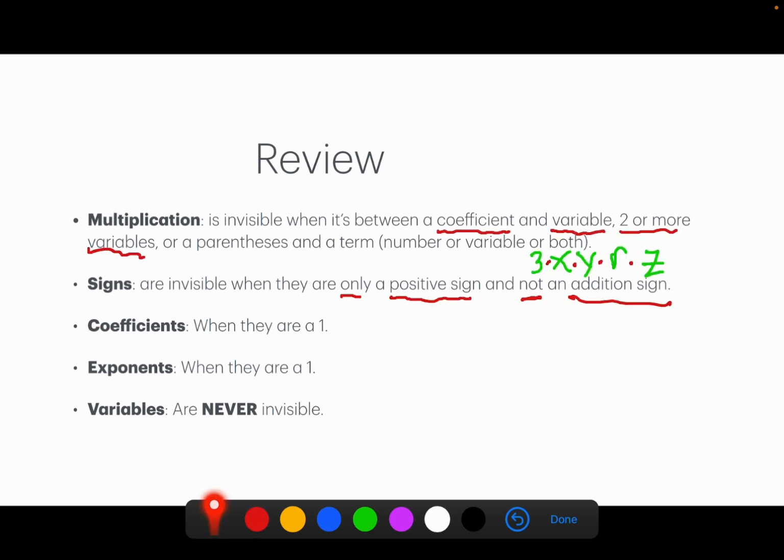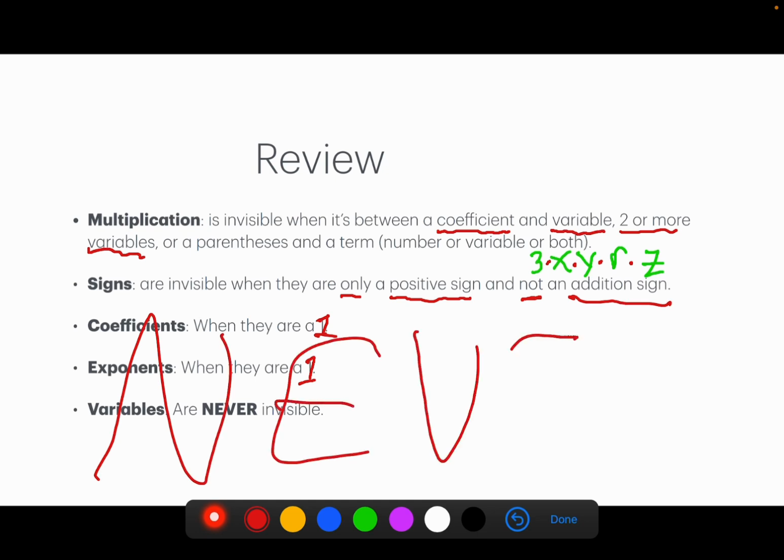All right, so let's review. When are coefficients and exponents invisible? When they are a 1. And when are variables invisible? Never, never, never. Variables are never invisible.